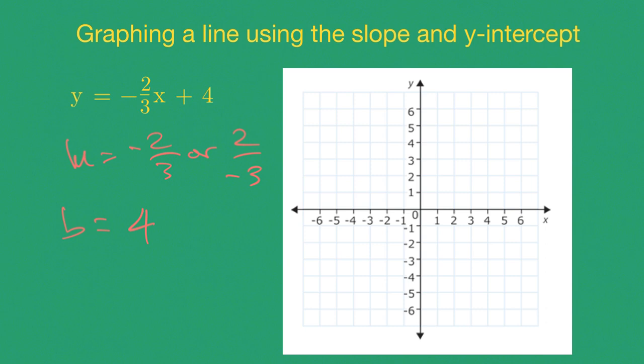Now, which number's going on the graph first, though? The 4. So we're going to go up to the y-axis. We're going to go up to positive 4. We're going to put a point there.